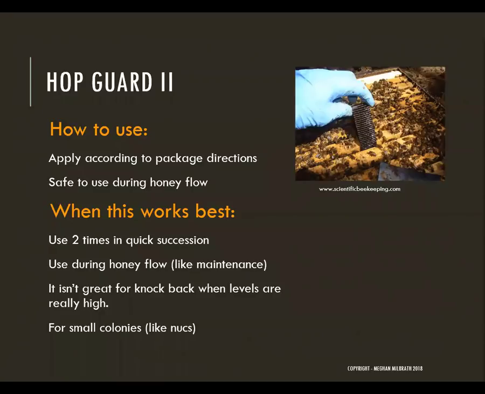So if you did nothing all year and then you say, oh, I'm going to treat my bees, and then you just put in a strip of HopGuard, that's likely not going to be enough. However, where I found that it works really well for me is dealing with nucs. A lot of the other stuff is going to be way too big when we've got little tiny colonies, and the HopGuard is something that you can use on a really small colony.